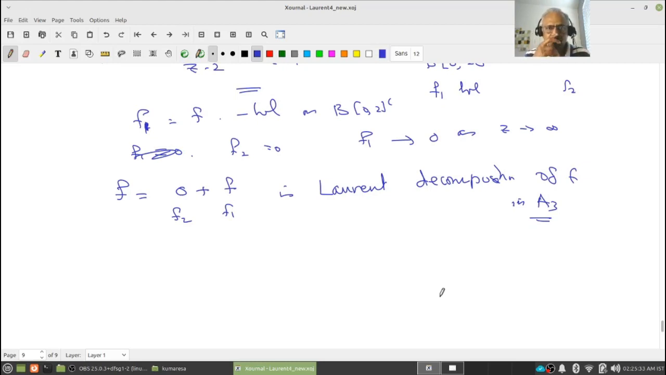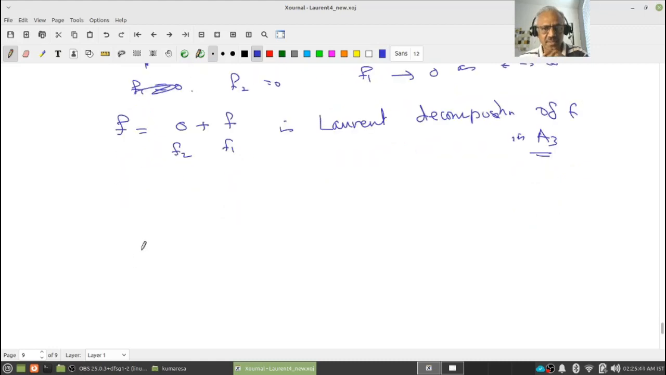And second thing, given the annular region, the same function may have different Laurent decompositions and different Laurent series, and the way we arrive at them. That is why I consider this to be a very nice, very simple-minded example. But there are a lot of things which you can learn from it. So now let's look at this.